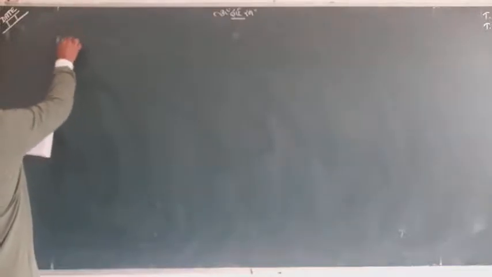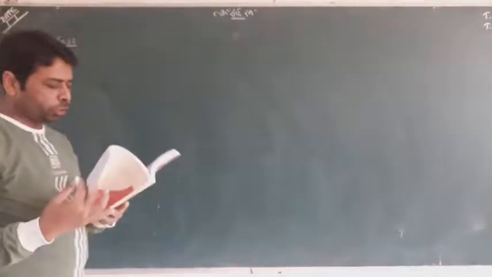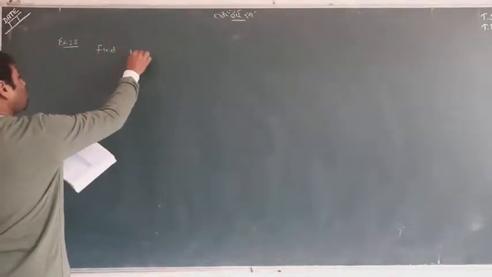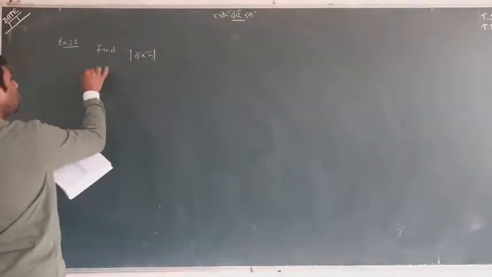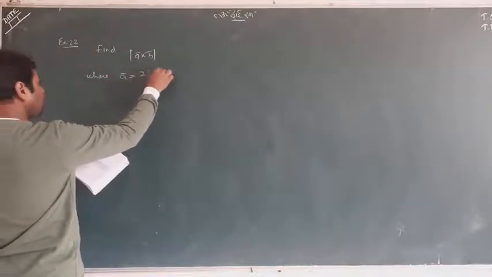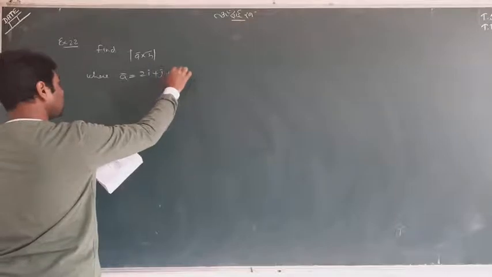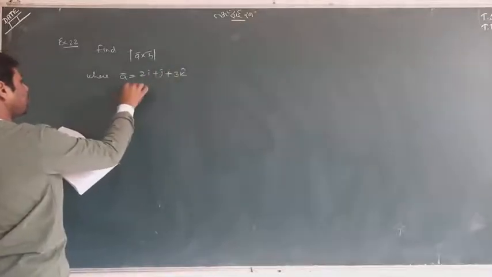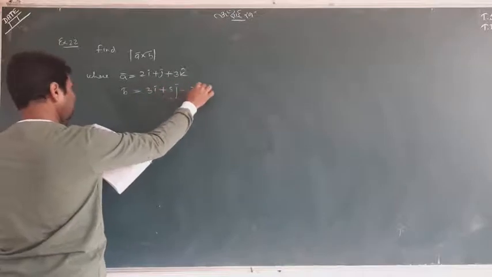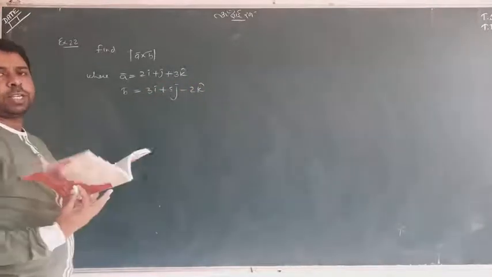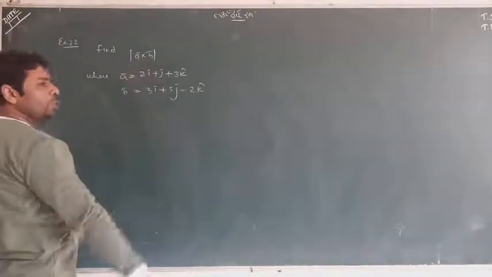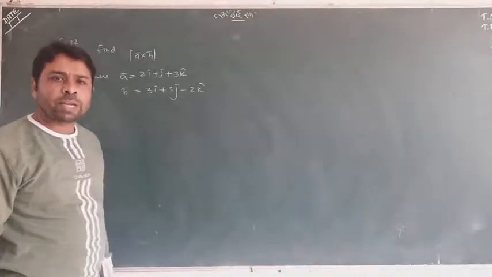Look at page 452. Find mod of A cross B, where A is equal to 2i plus j plus 3k and B is equal to 3i plus 5j minus 2k. So it's a very easy question. We want to find mod A cross B, so first of all we will find A cross B.